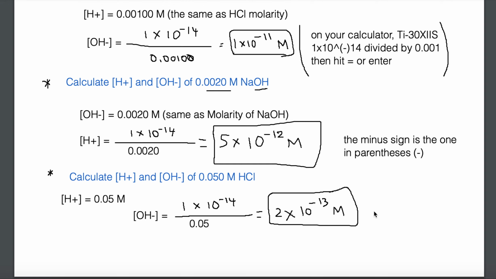All right. Now here again, we got 0.050 molarity of HCl. Therefore, H plus is exactly the same, 0.05. You take 1 times 10 to the minus 14 divided by 0.05, that should give you 2 times 10 to the minus 13 molarity. That's OH minus. So every time between H plus and OH minus, if we know one, we can figure out the other. And the 1 times 10 to the minus 14 is always on the top, the numerator.